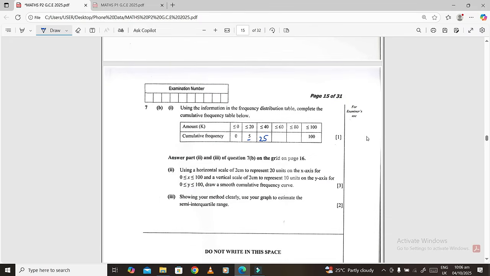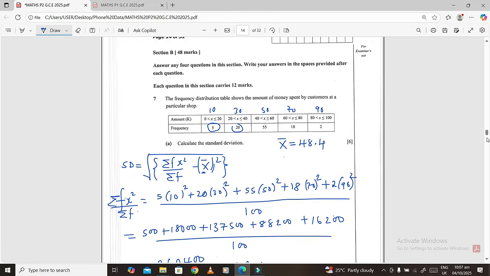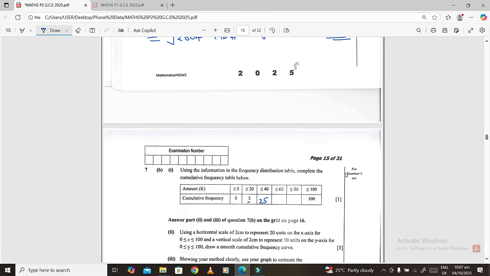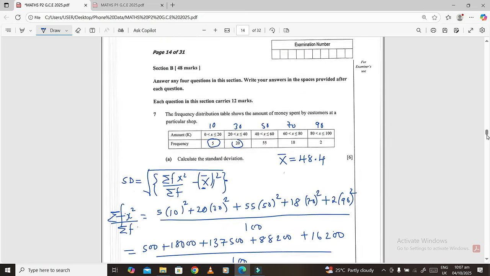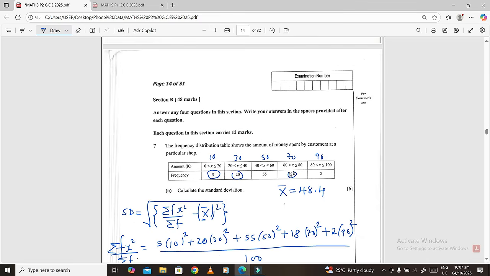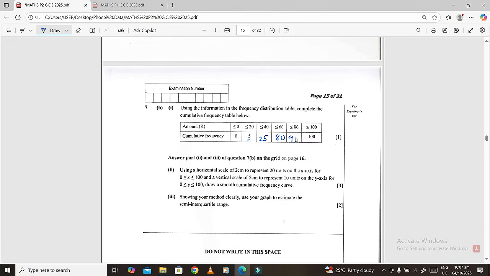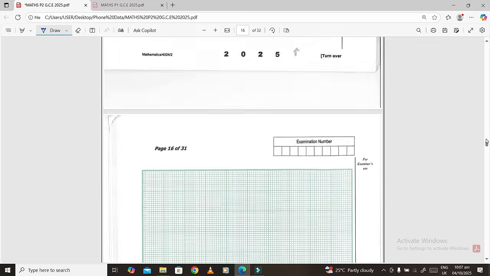Okay? 25 plus the next number on the top table here, which is a 55. This, of course, is giving us what? It's giving us 80. So this is 80. So 80 plus the next number here, it's 18. So 80 plus 18 is giving us what? 98. So this is 98. Okay, so that's how we get to find those.